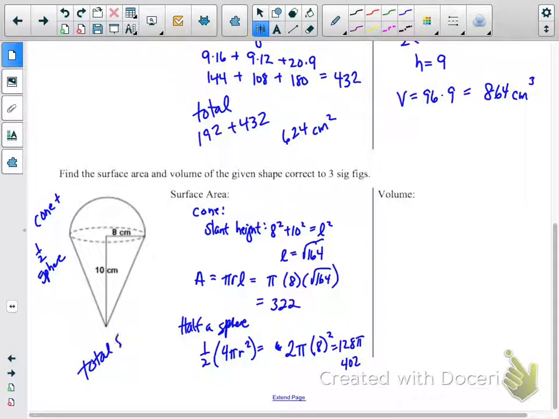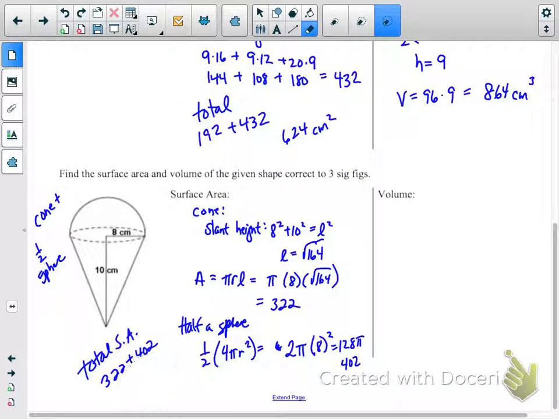So my total surface area is 322 plus 402, which is 724 centimeters squared. Sorry, let me erase that, I don't really have room. Oh, sorry, I didn't mean to erase that much.